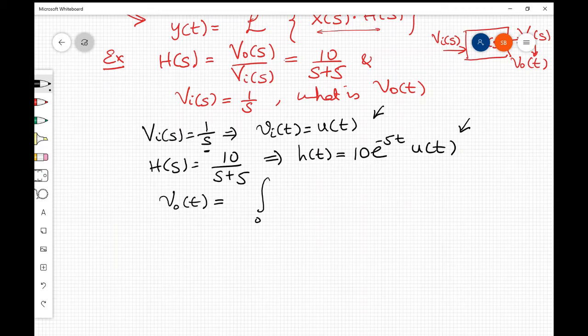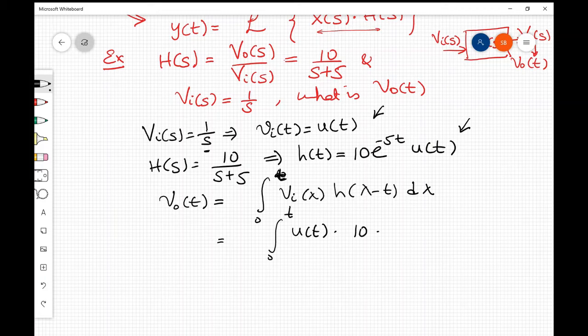From 0 to infinity of vi(lambda) h(t minus lambda) d lambda. Okay, we are interested in t here. So what do we get here? We are going to find from 0 to t of vi(lambda). Here we already have u(t), so we have u(t) multiplied by 10 e^(-5(t minus lambda)).